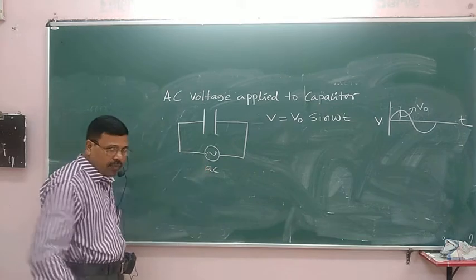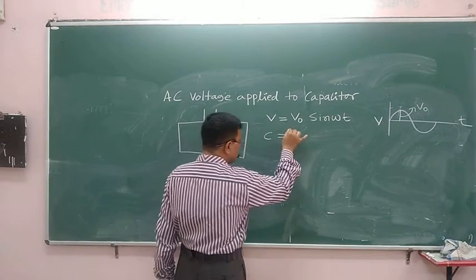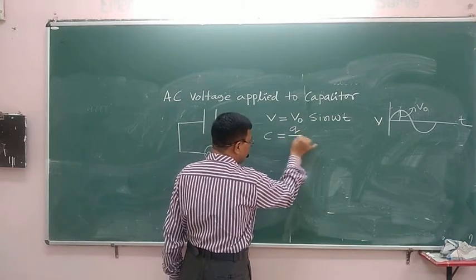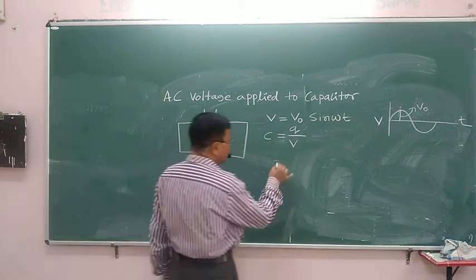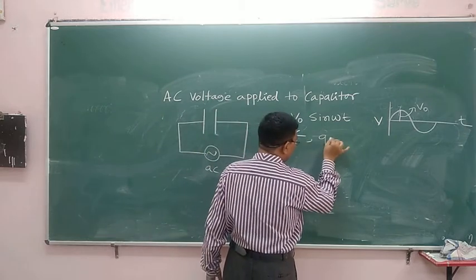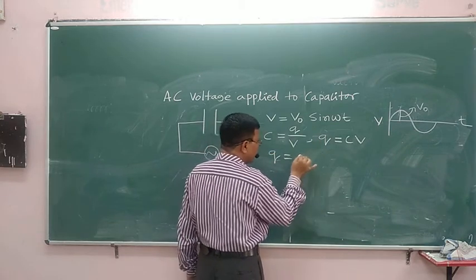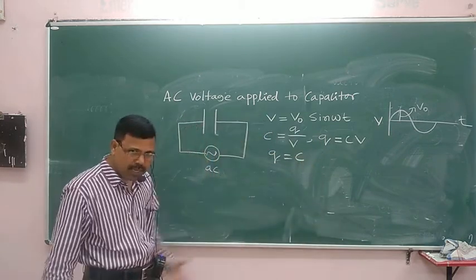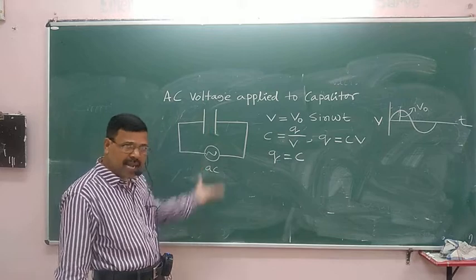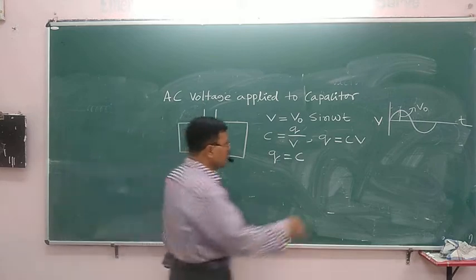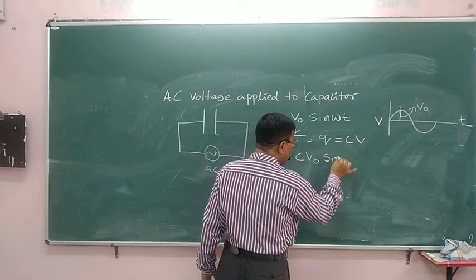Fine. As we know, the capacitance of the capacitor is C equal to Q upon V, charge per unit volt. Or in other words, Q is equal to CV. You put the value of V here. Q is the charge acquired by the capacitor, and the charge is oscillating. So Q is equal to C into V, and V is V0 into sine of omega t.